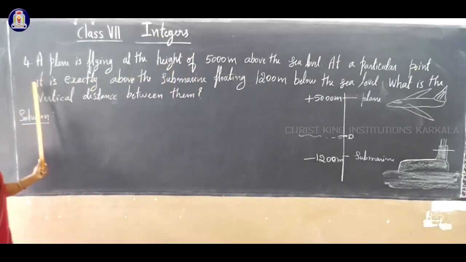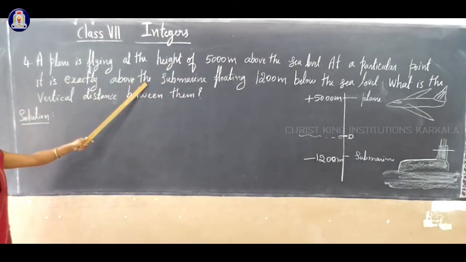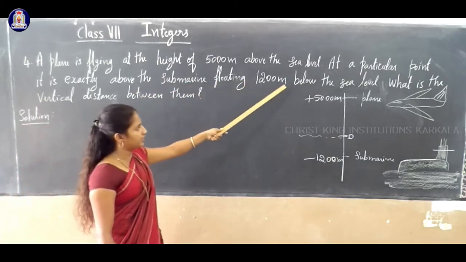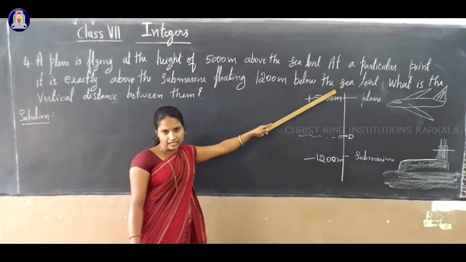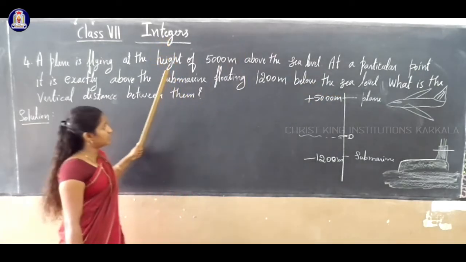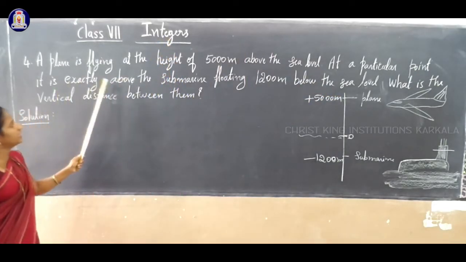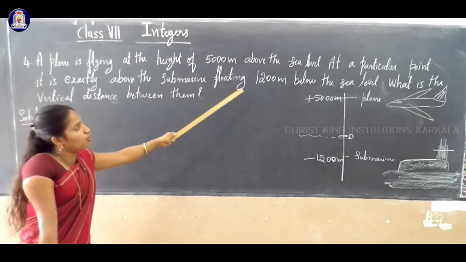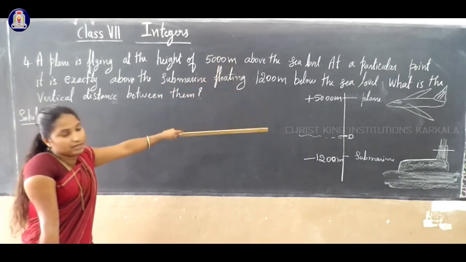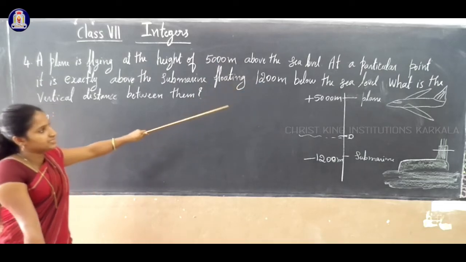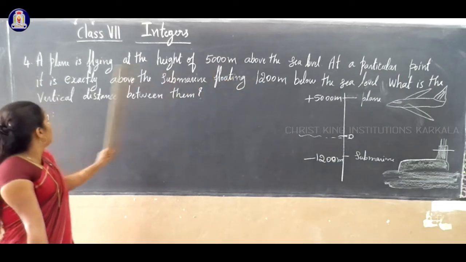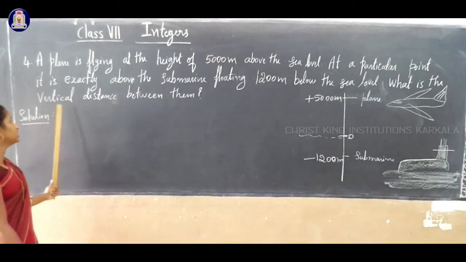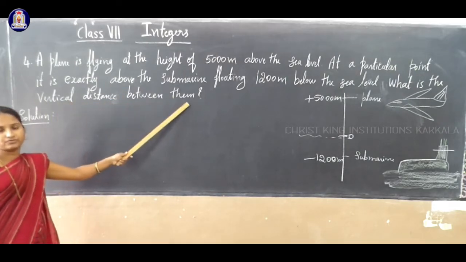At a particular point, it is exactly above the submarine floating, 1200 meter below the sea level. So the question is, what is the vertical distance between them? So you have to find that.